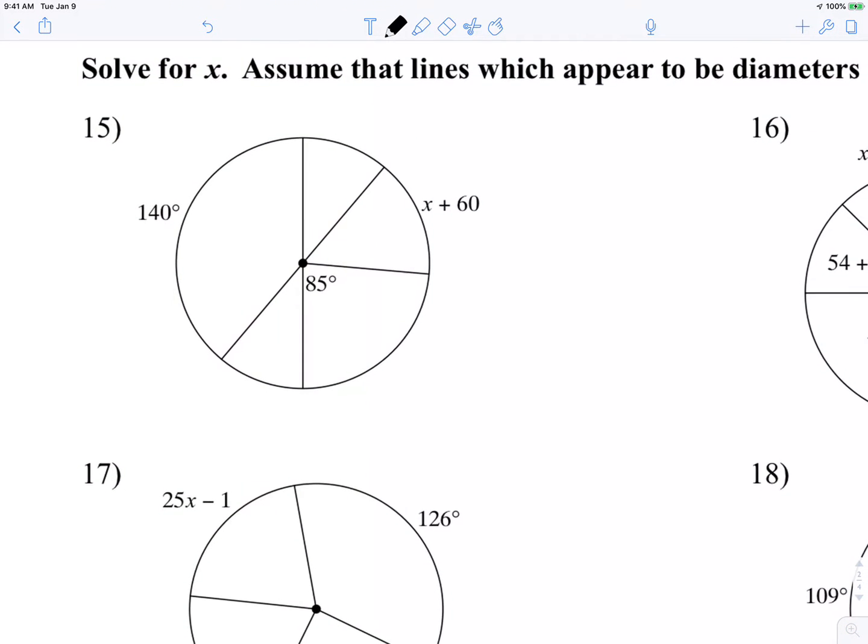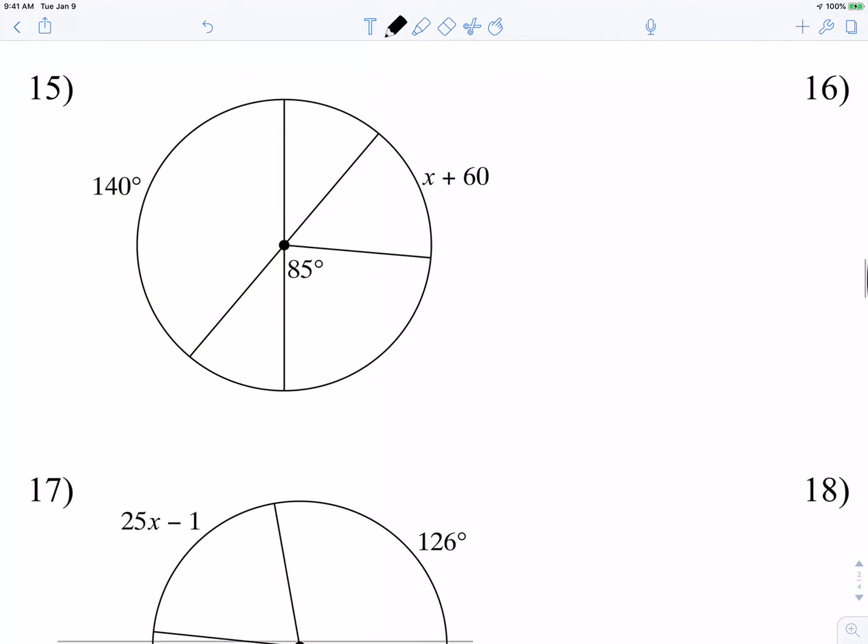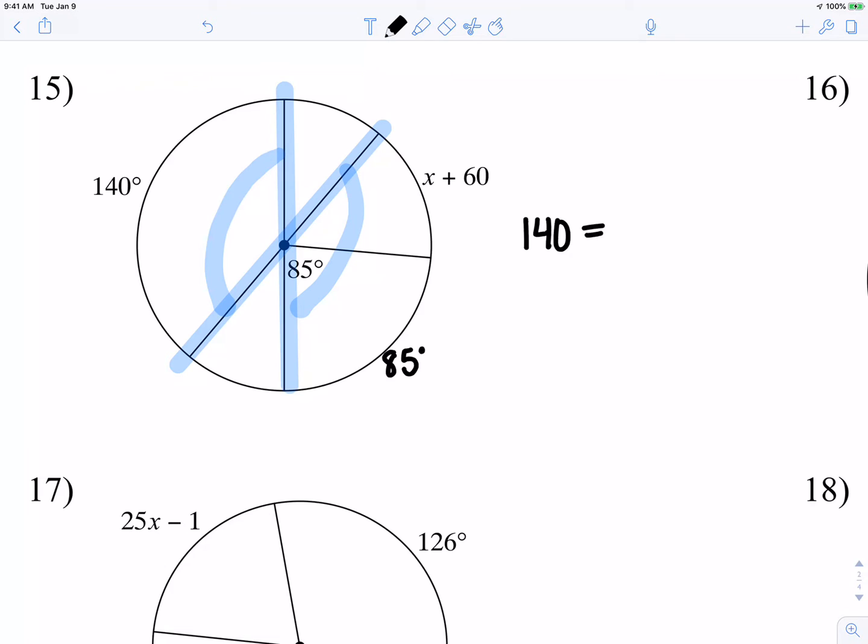Okay, number 15. We need to set up an equation in order to solve for x. So I need to figure out a way to relate the three measurements that I have. Two of them are arc measurements, so I'm going to go ahead and move this 85 out here so that I have all arc measurements. If I look at the two diameters that are making the 40-degree angle, they also make the x plus 60 and the 85. So this is vertical to this right here. So my equation is going to be 140 equals x plus 60 added to 85.